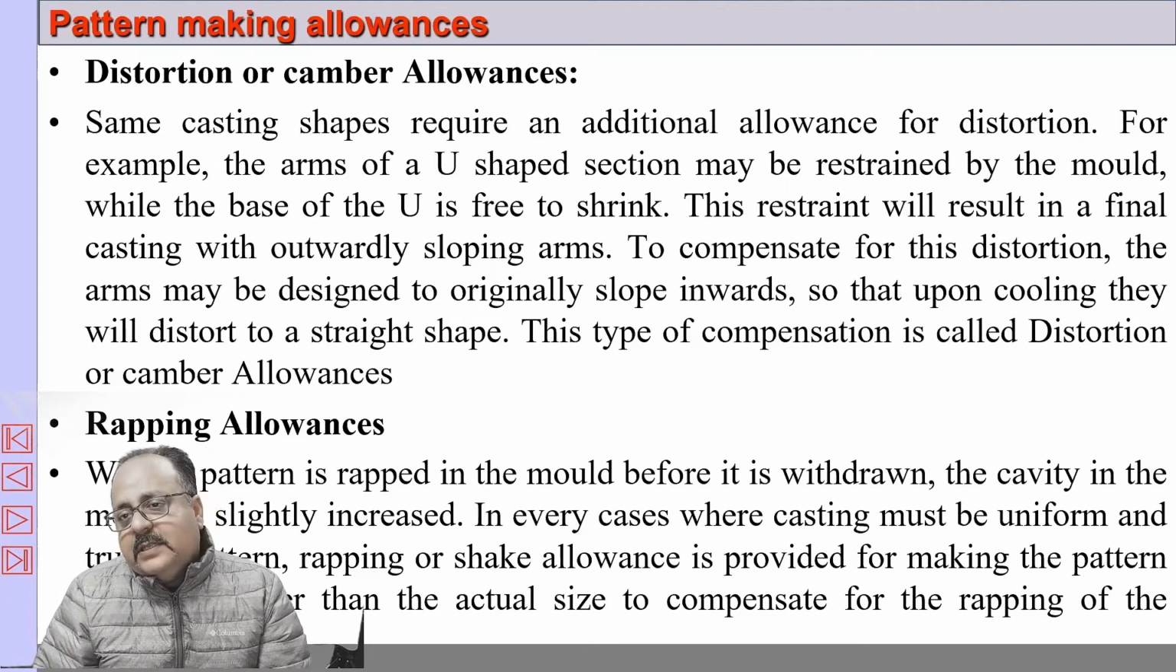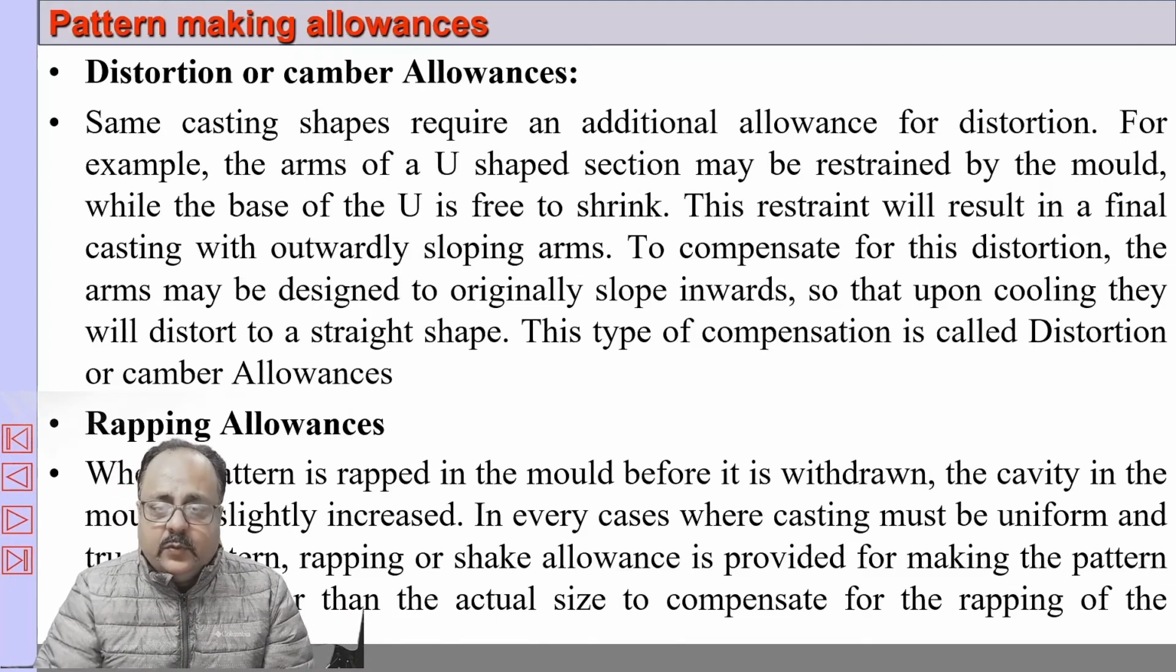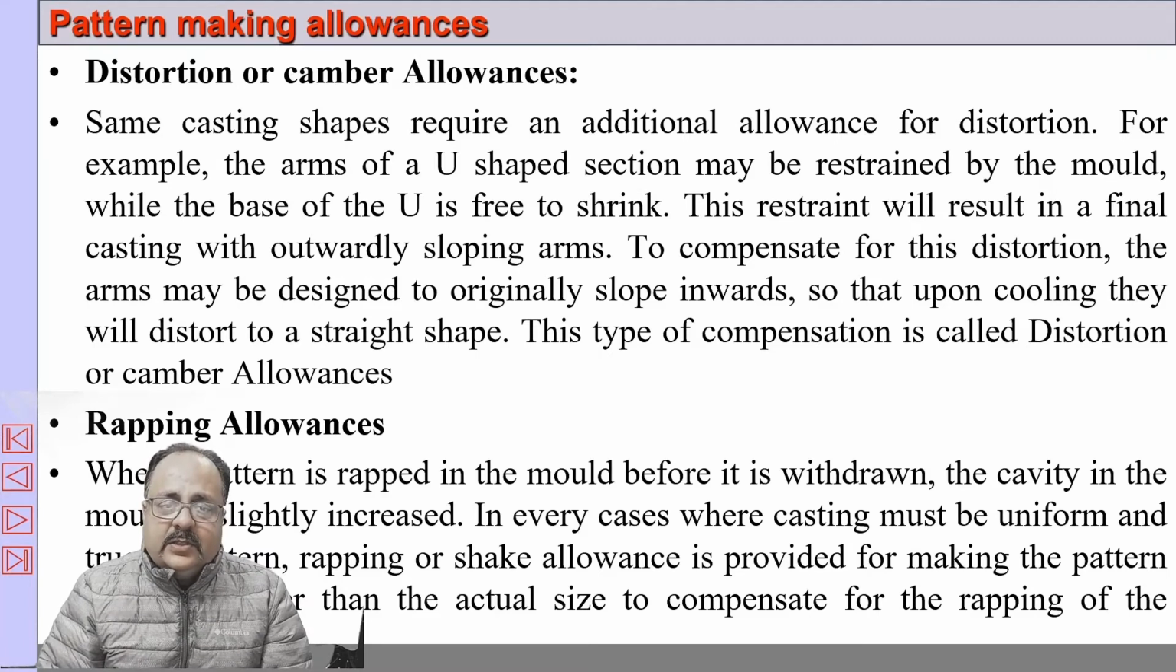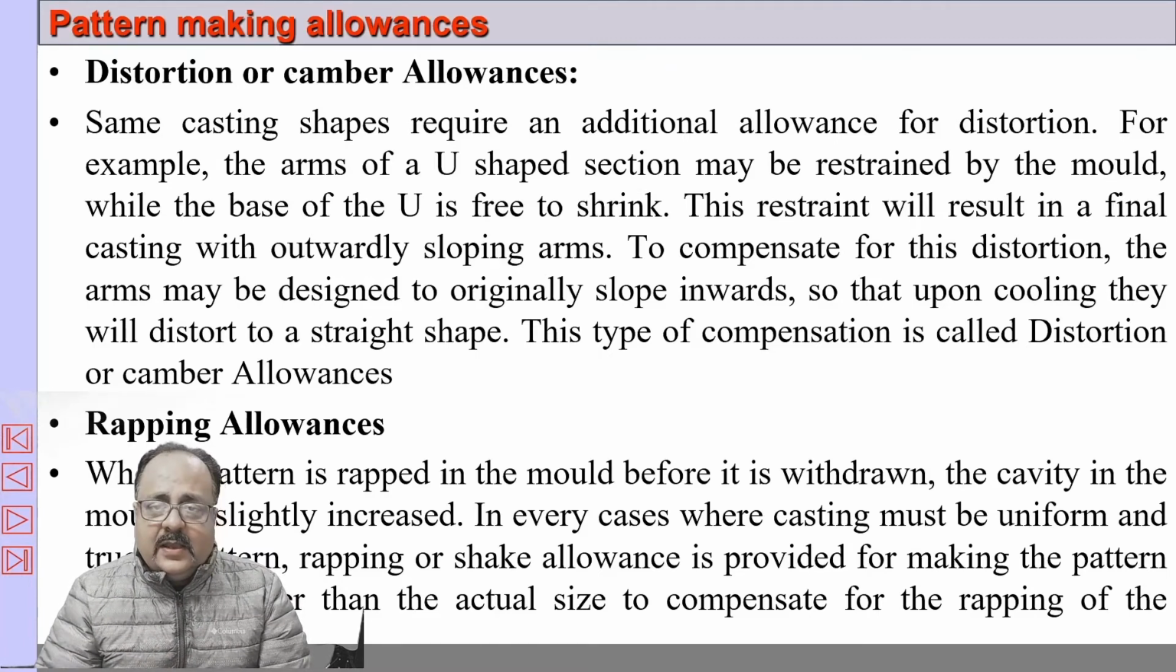So for that, see here, as you are wrapping it, the size becomes more. Therefore, you have to decrease the size of the pattern slightly. Normally 1 mm on each side, we decrease it to compensate for wrapping allowances. This is the only negative allowance. All other allowances are positive allowances.